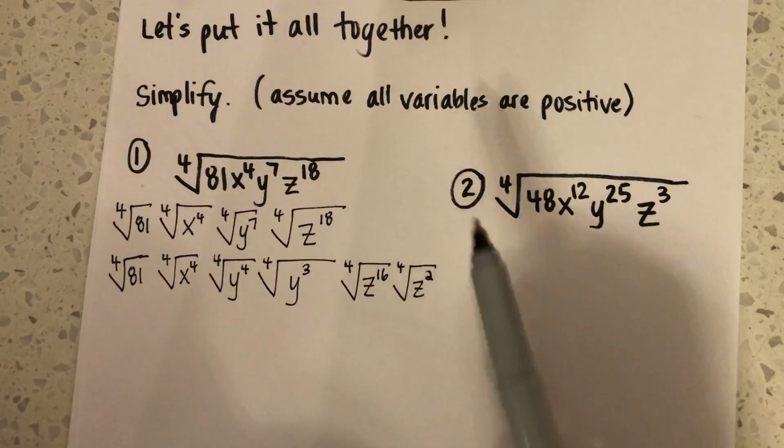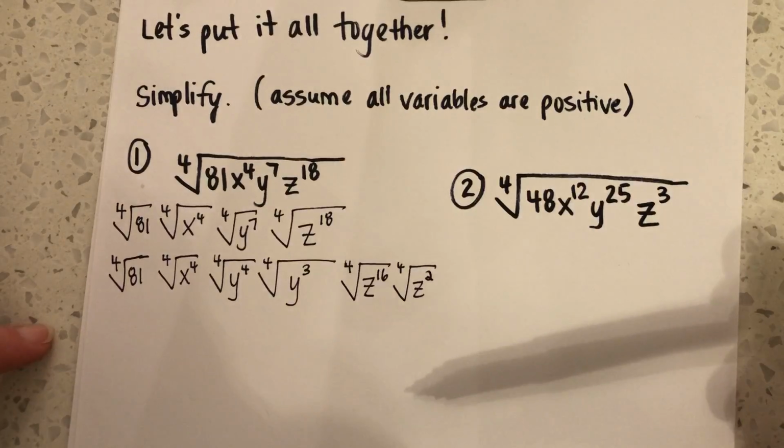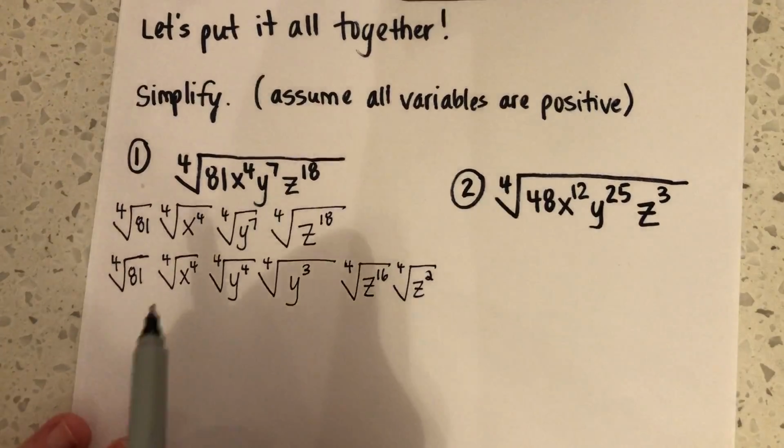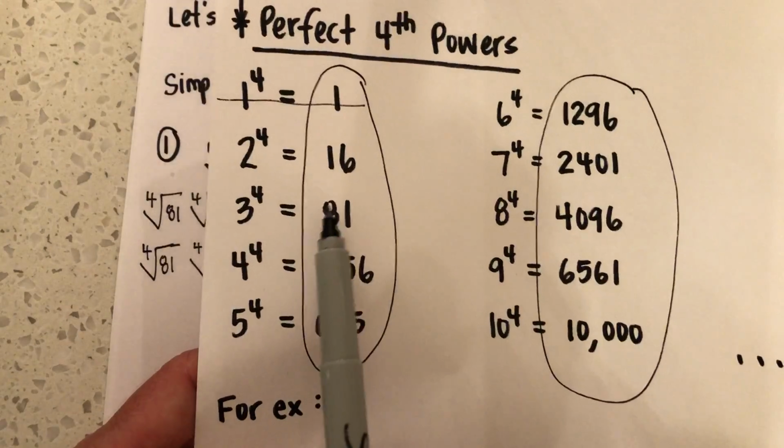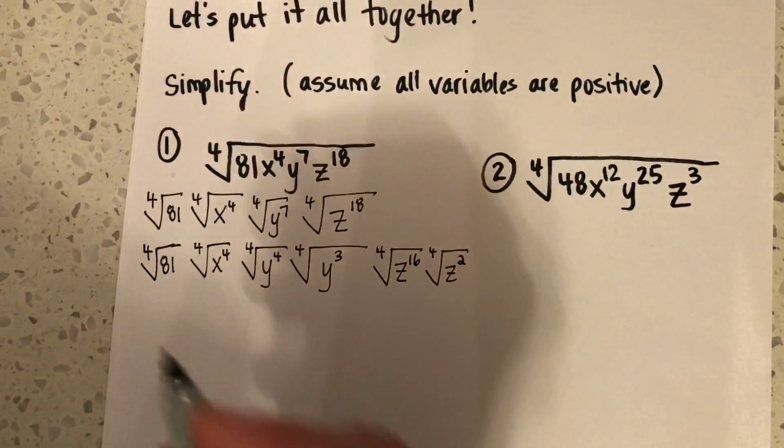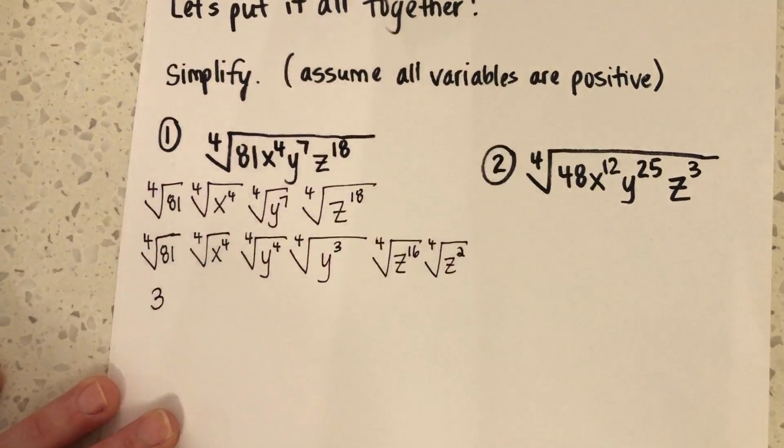Okay, so the hard part should be over. Now we're going to go through and get rid of all the radicals that can go away and leave the ones that have to stay. All right, what's the 4th root of 81? Well, the 4th root of 81 is 3. So he becomes 3.